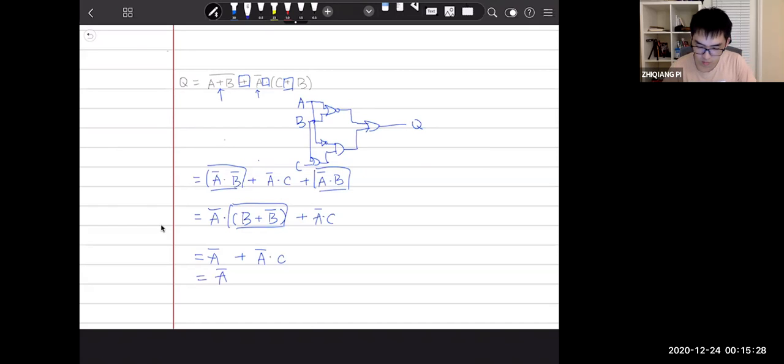So this exact same circuit can be expressed simply by having A pass through a NOT gate to get Q.